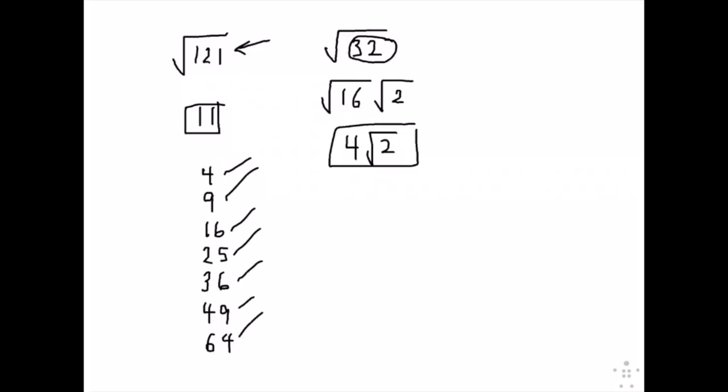And you want to get the biggest one, of course, first. So in this case, the 16 went in. It went in 2 times, and we pulled the 16 out as the square root of 16, which is 4 root 2.